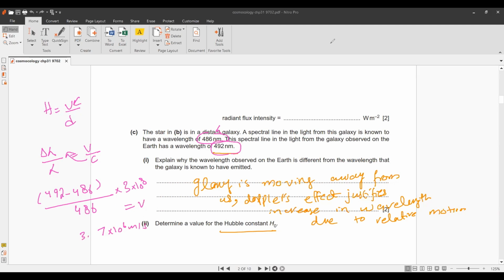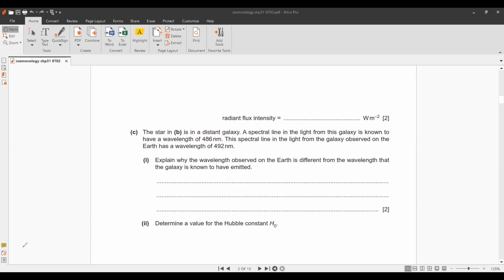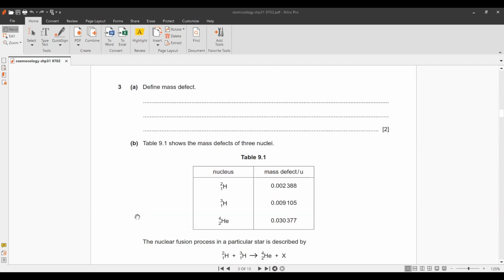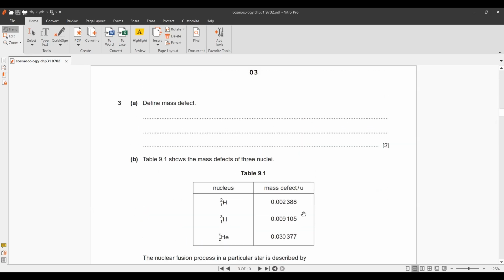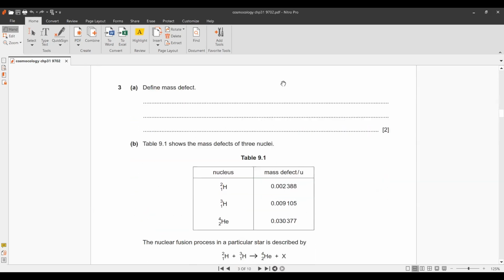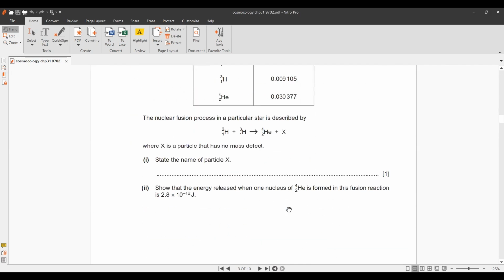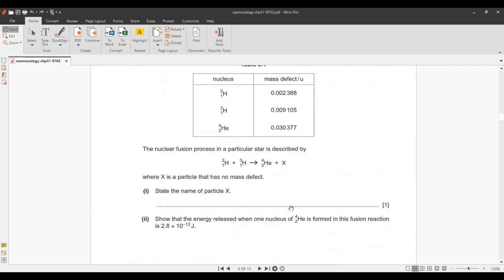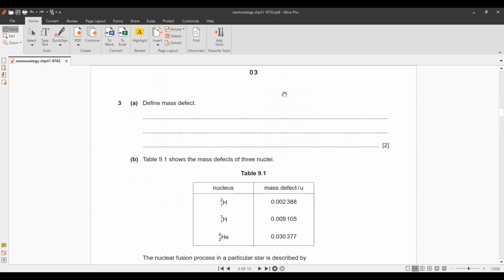What do we have in the next part? Okay, it's define mass defect. The next portion was related to that. First of all, they have asked us the mass defect. How do we define mass defect?